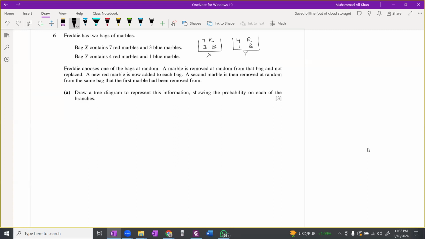So now, first Freddy chooses one of the bags. It means bags के लिए भी सबसे पहले हमें options बनाने होंगे कि पहले वो bag X choose कर रहा है या bag Y. What is the probability of bag X? Half. What is the probability of bag Y? Half. Now, after that, from bag X, we can choose red or blue. From bag Y, we can choose red and blue.